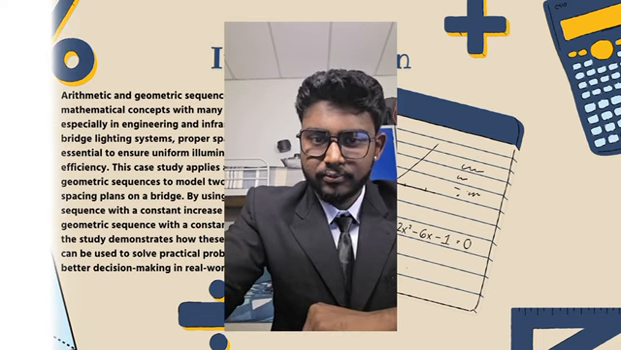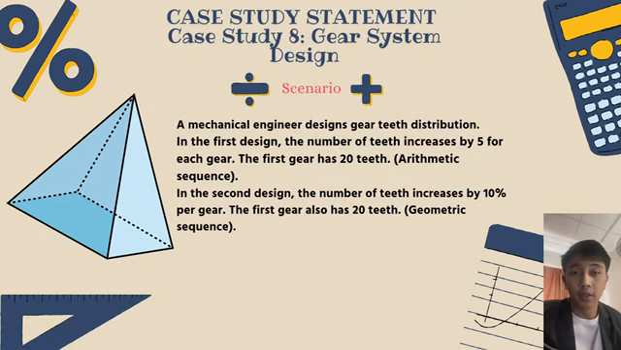Thank you. Good morning everyone, my name is Maxwellander Michael, and now I will be presenting the case study statement, which is the gear system design. A mechanical engineer designs gear teeth distribution. In the first design, the number of teeth increases by 5 for each gear. The first gear has 20 teeth, arithmetic sequence. In the second design, the number of teeth increases by 10% per gear. The first gear also has 20 teeth, geometric sequence.